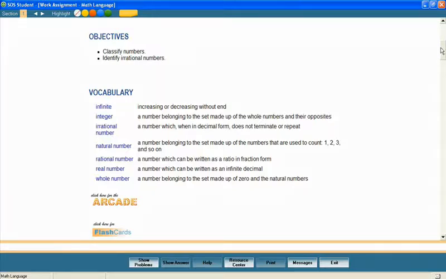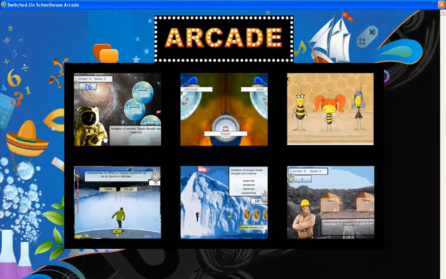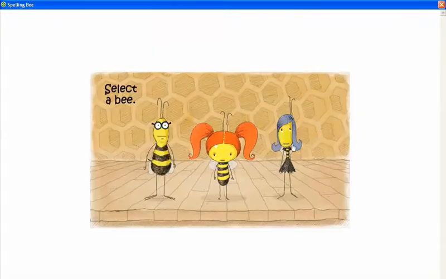At the beginning of most lessons, students will also encounter a list of vocabulary words that will be used throughout the lesson. We've included review and reinforcement activities to encourage mastery of these important words. For example, students can hear the correct pronunciation of each word. Infinite. Irrational number. A Vocabulary Games arcade provides additional practice designed to help students to learn the spelling and definitions for the vocabulary from the lesson.